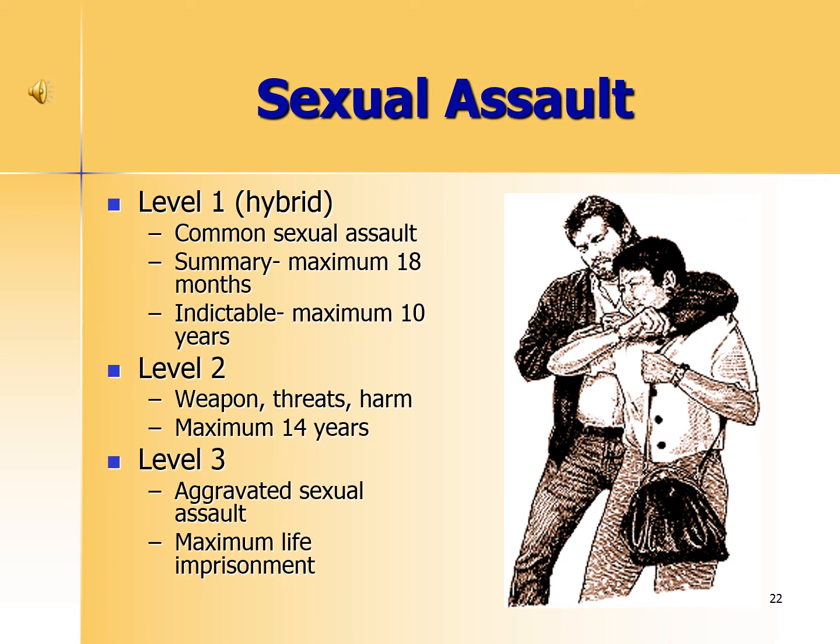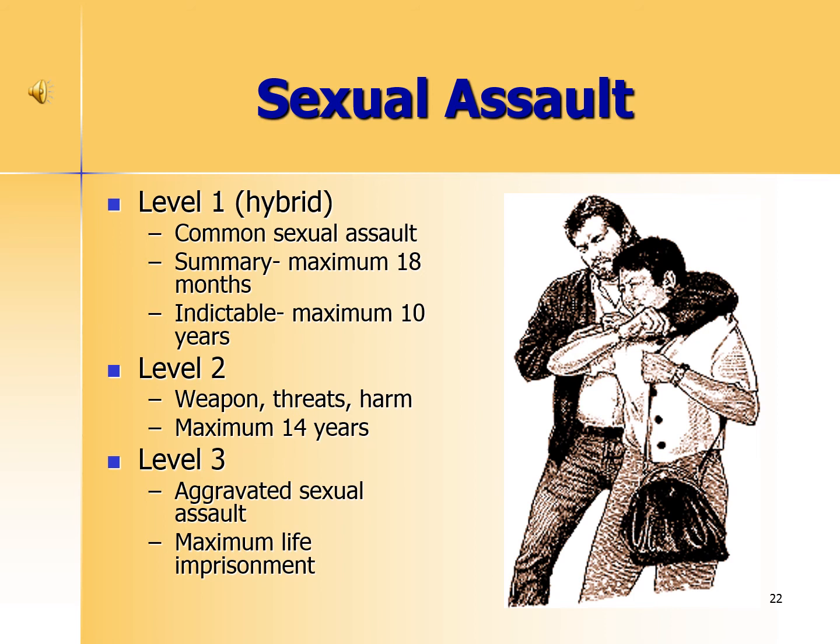This is where a prosecutor determines and decides whether to prosecute the offense as either an indictable or summary offense. So in the case of a level 1 sexual assault, if it's prosecuted as a summary offense, the maximum sentence is 18 months, and if it's an indictable offense, the maximum sentence is 10 years. So you can see the difference between the penalties based on whether it's a summary or indictable offense. And again, the various other levels of sexual assault.